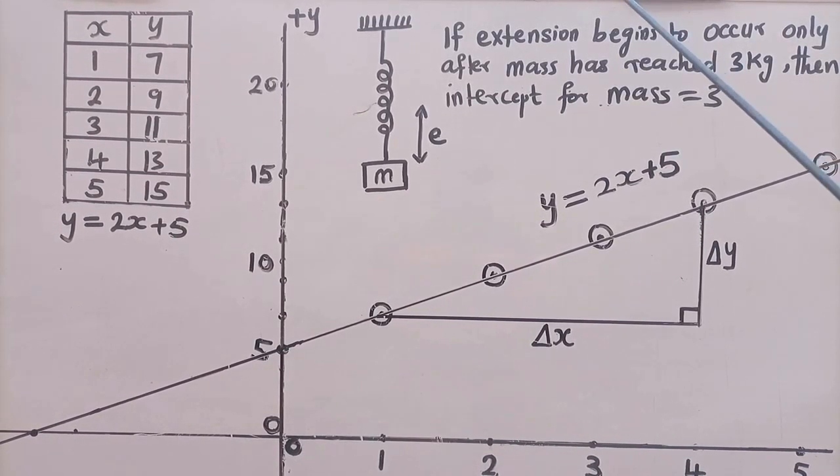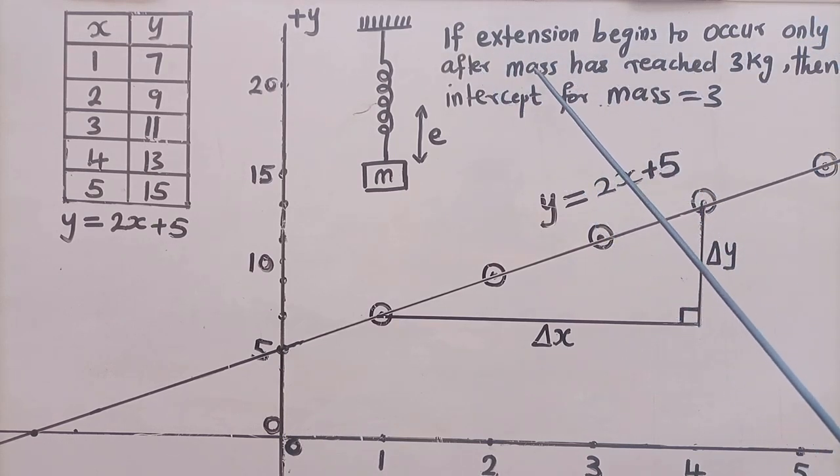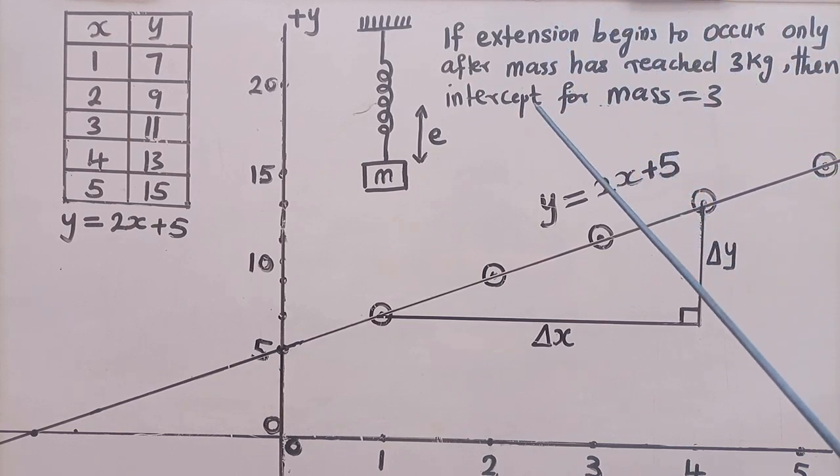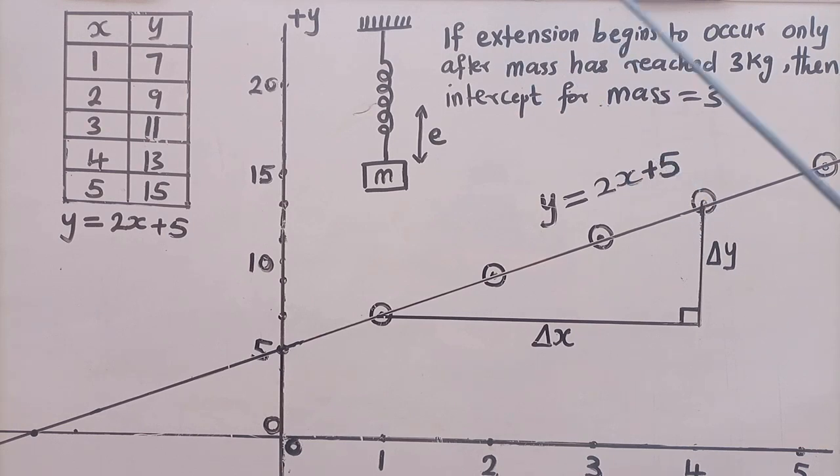Now watch this statement. It says, if extension begins to occur only after mass has reached 3 kg, then intercept for mass is equal to 3. I hope the statement is clear. In this case, the mass did not produce extension in the beginning until it became 3 kg. It was only after it reached 3 kg that it began to produce noticeable extension on the spring. Because of that, mass and extension, even though they began to vary afterwards, did not begin to vary at the same time.